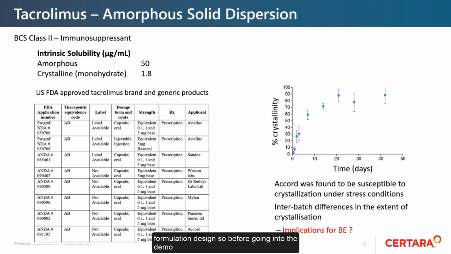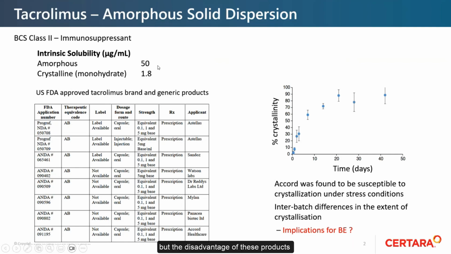So before going into the demo, a brief background on Tacrolimus. It is a BCS class 2 drug used as an immunosuppressant. Being a BCS class 2, it has low solubility and high permeability. So the crystalline form has a solubility of about 1.8 microgram per ml, which is very low. And therefore, it was converted into amorphous solid dispersion, where the amorphous form has very high solubility compared to the crystalline form.